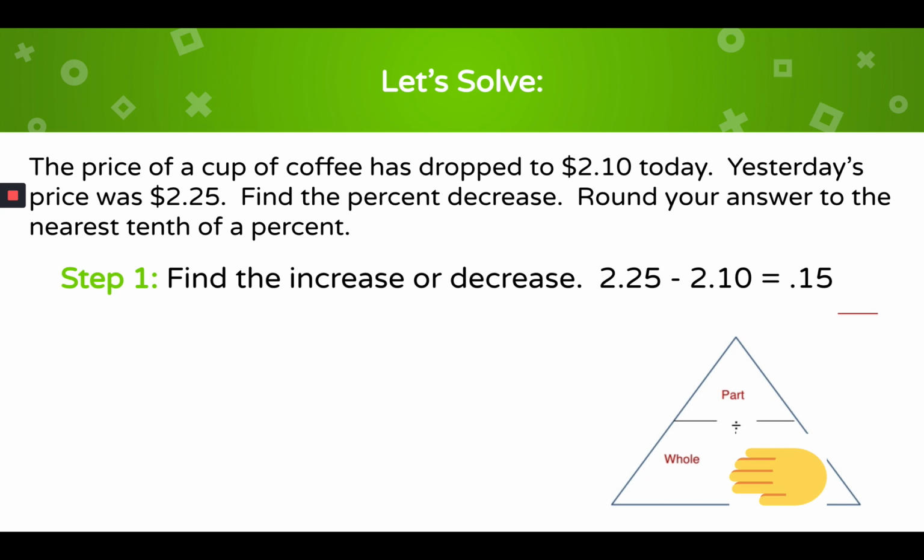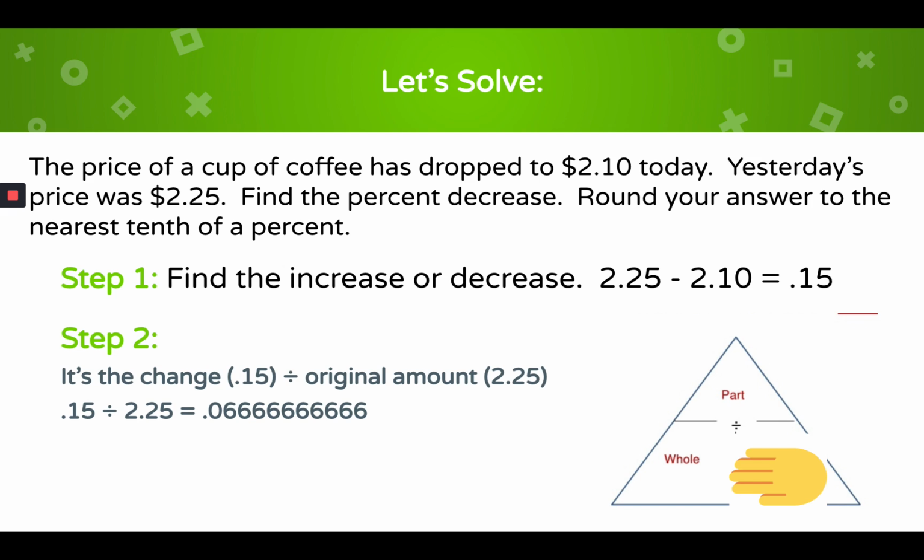I'm going to be dividing. And it's the amount of change, in this case 15 cents, divided by the original amount, which was $2.25. And the reason this question's a little harder is because I get a weird decimal. Don't panic. Some of you guys see long decimals and you assume you've done something wrong. But I get this weird decimal, and it says round your answer to the nearest tenth of a percent.